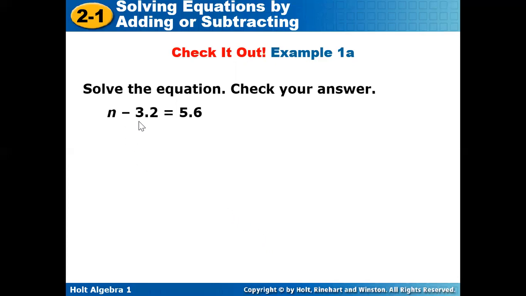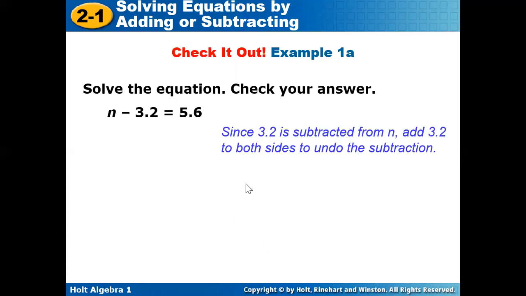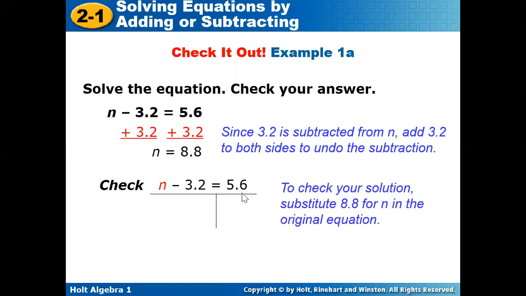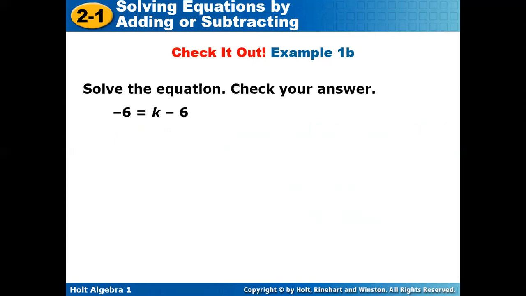Here we are subtracting 3.2, so we're going to add 3.2 to both sides, giving us an answer of 8.8, because once again, these cancel out. As always, we can check our answer by substituting it back in and seeing that it is indeed the correct answer. Okay, same thing here. Go ahead and pause this, try to solve this on your own, and then follow along with the answer.